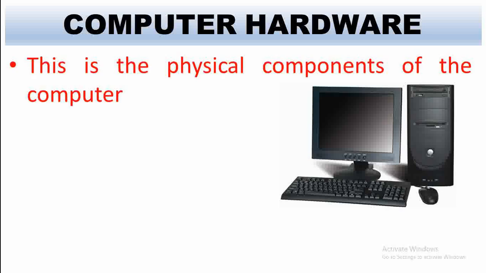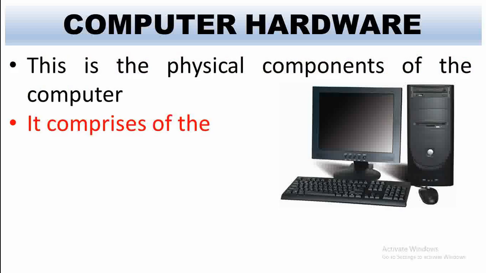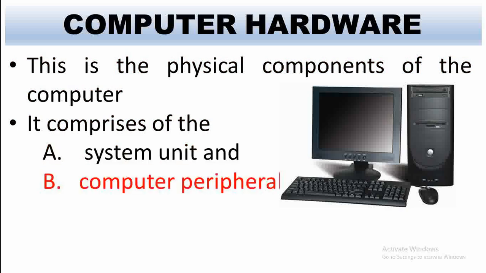So what is computer hardware? This is the physical component of the computer, and it comprises the system unit and the computer peripheral. Those are the two ways in which we can divide the computer hardware.